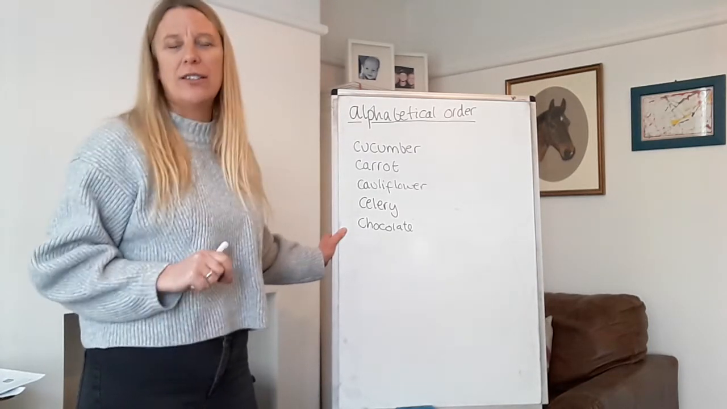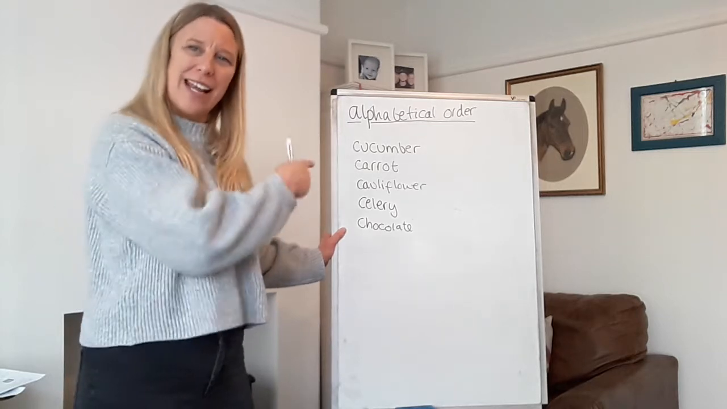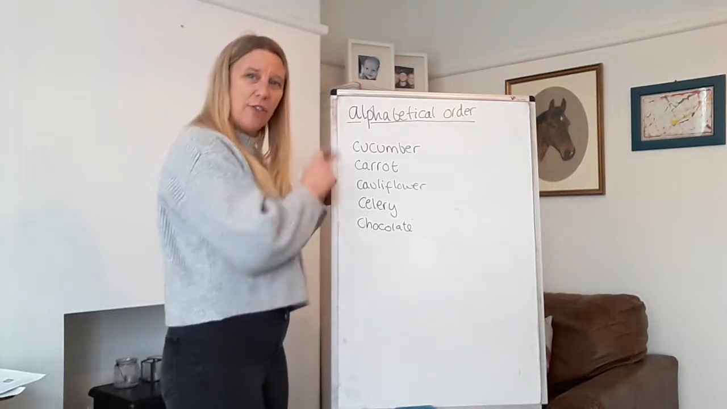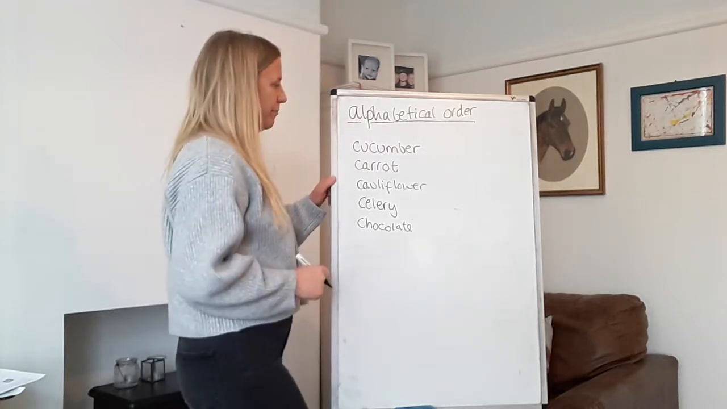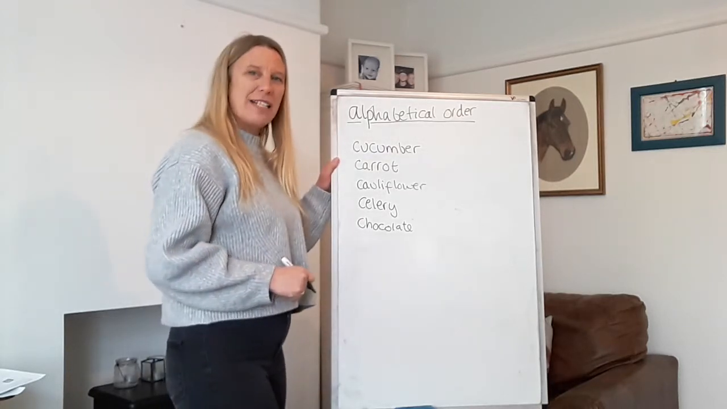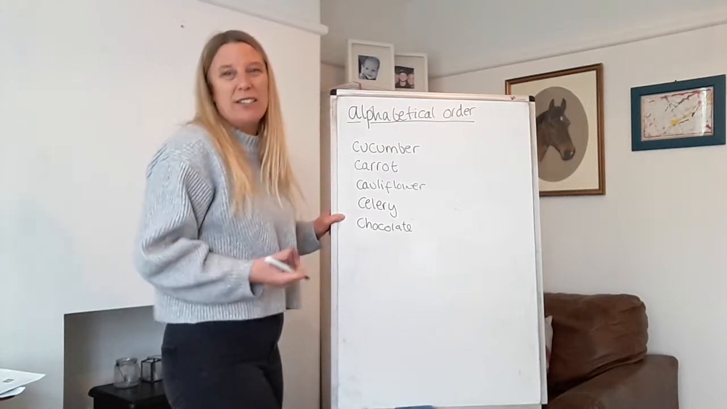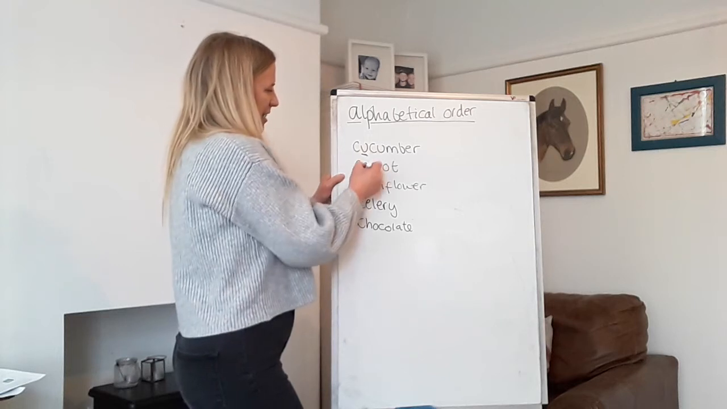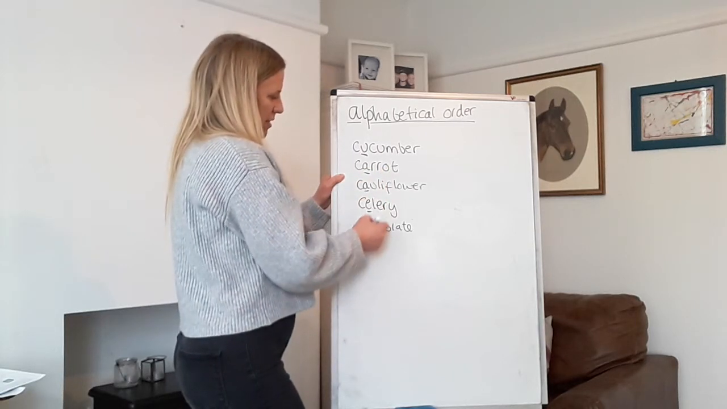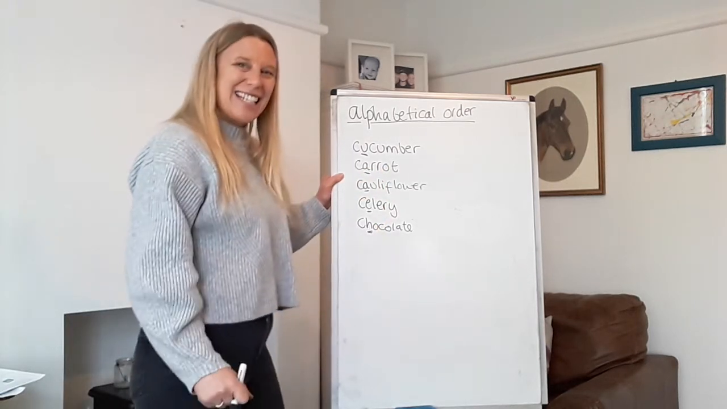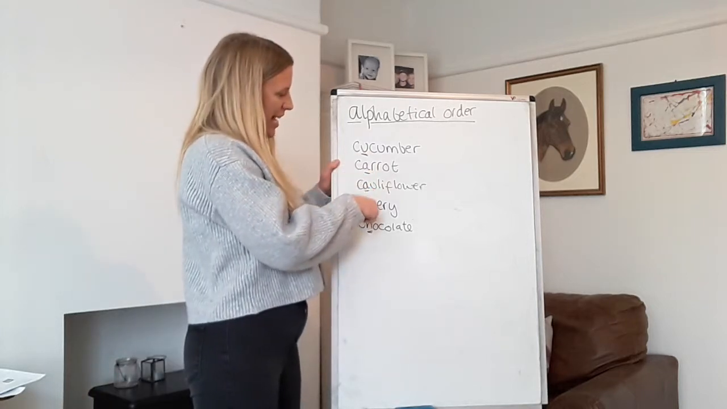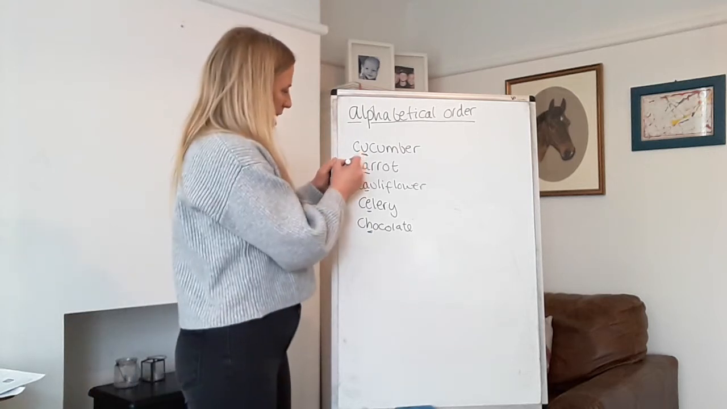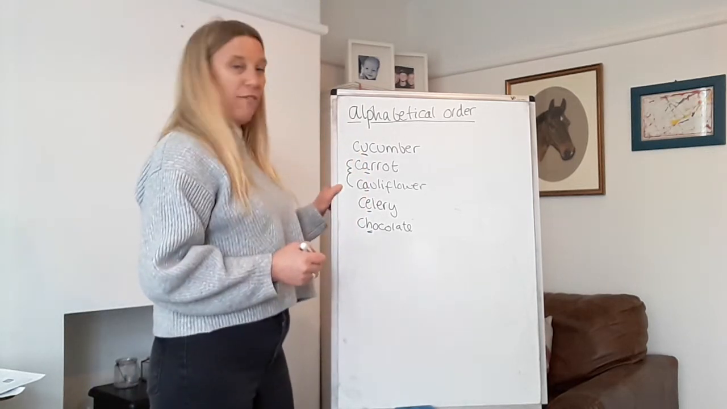Pause and have a try, and then come back in and I'll go through the answers. You can pause this video and try yourself. Put them in alphabetical order. Okay, so alphabetical order. All of them are C, so that doesn't help us. So then we look at the second letter, don't we? And the second letter is U, A, A, E, H. Now A is the first letter in the alphabet. So these two here are going to come first.